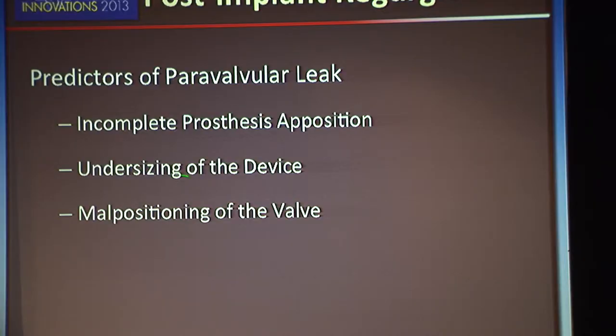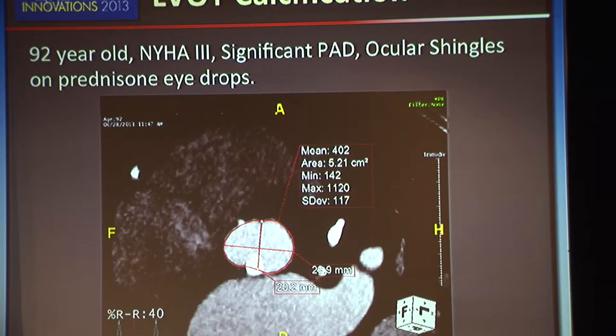So we want to prevent aortic regurgitation or paravalvular leak afterwards because it seems associated. Predictors: incomplete expansion of the valve, undersizing of the device, malpositioning of the valve.